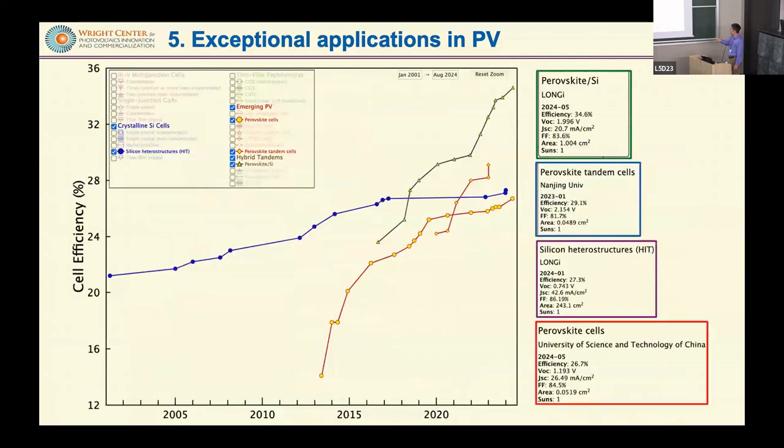Showing here is how much has changed over the last less than a decade. This is the evolution of the efficiencies of perovskite. Here is the perovskite tandem, and here the perovskite-silicon tandem. When you put the perovskite and silicon together, you make a tandem, and you see the efficiencies can increase dramatically, to 34.6. You can also do perovskite tandem, and those are relatively cheaper because the process is a solution process, a thin film. So it can improve the efficiency. This is an absolutely exceptional application in PV for perovskite.